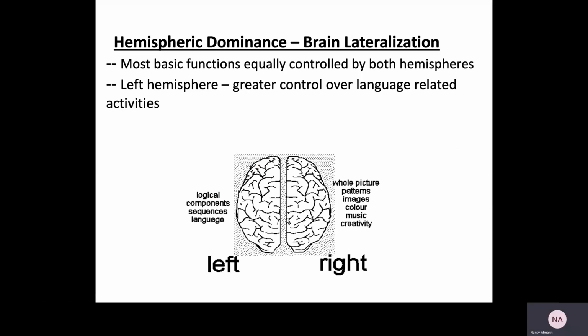There is hemispheric dominance. So most of the basic life functions are controlled equally by both hemispheres. The left hemisphere in general has greater control over language-related activities. When you talk about right brain versus left brain, the left brain person is supposed to be more logical and understand sequences and mathematics better. And a right brain person is supposed to be more creative and see the whole picture and patterns and images and be able to understand color and music and just be far more creative.